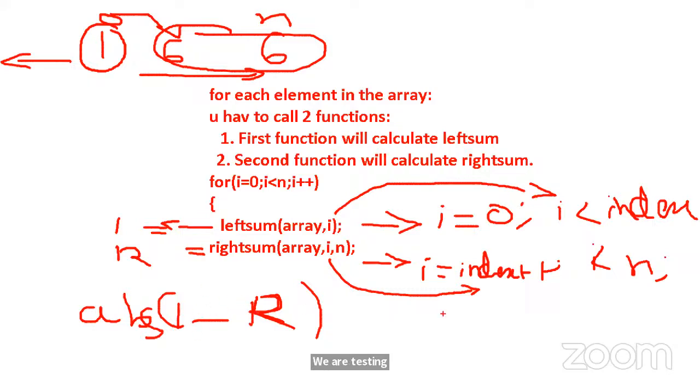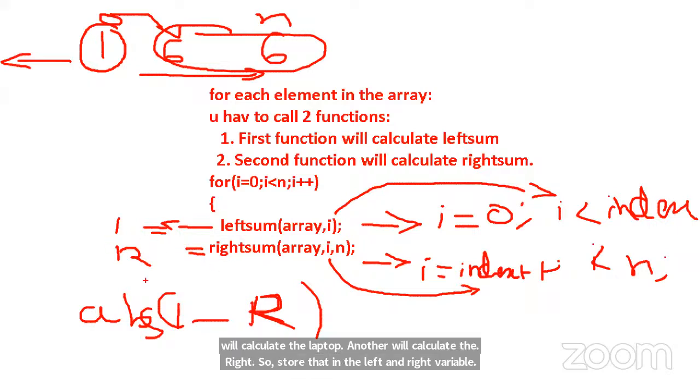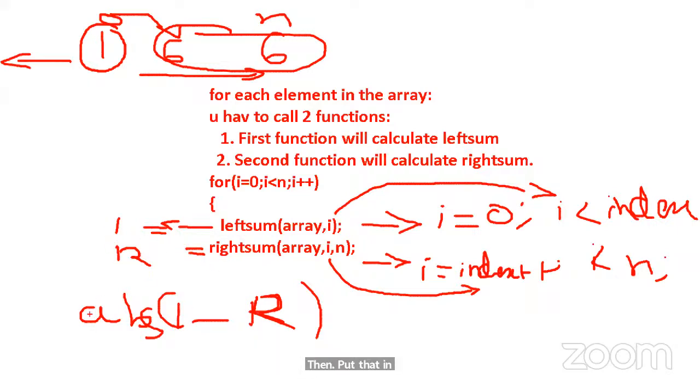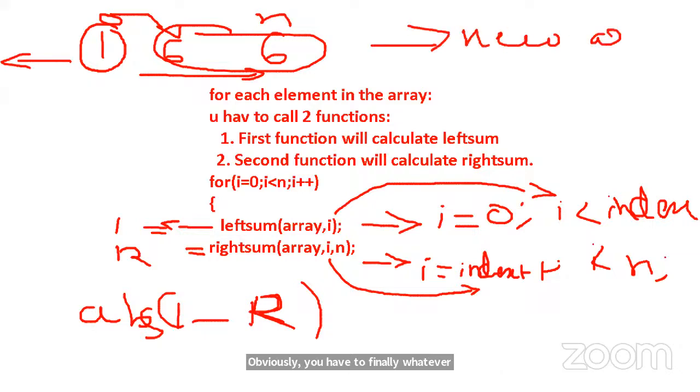So left minus right. This is the implementation that you need to follow and try to complete this question. For each element in the given array, try to call two functions. One will calculate the left sum, another will calculate the right sum. Store those in the left and right variables, put them in this L and R, and take the absolute value. Once you calculate this absolute value, finally what you are creating is a new array, right? So you are creating a new array.